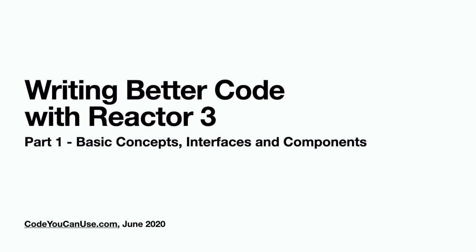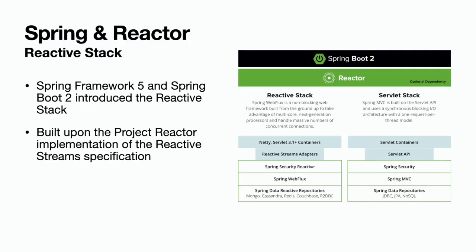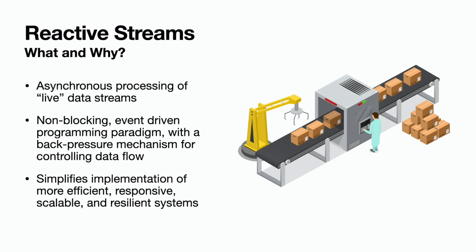Welcome to Writing Better Code with Reactor 3, Part 1, a Code You Can Use screencast. Reactor 3, or more generally, reactive programming, is one of the key changes introduced in Spring Framework 5 and Spring Boot 2. This reactive capability is built upon Project Reactor, which is a Java 8 implementation of the Reactive Streams specifications. So what are reactive streams and why do we need reactive programming?